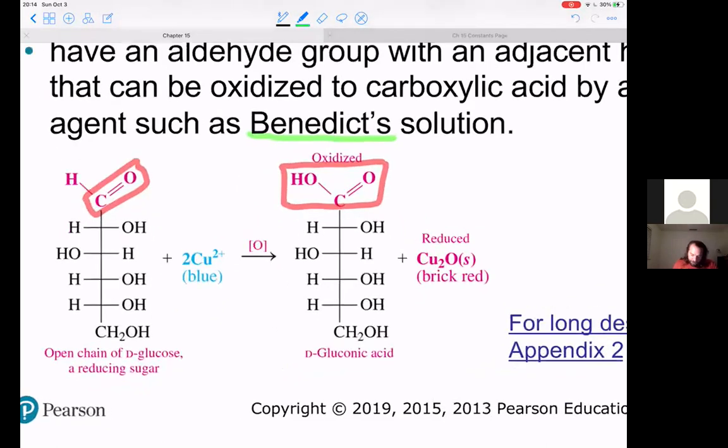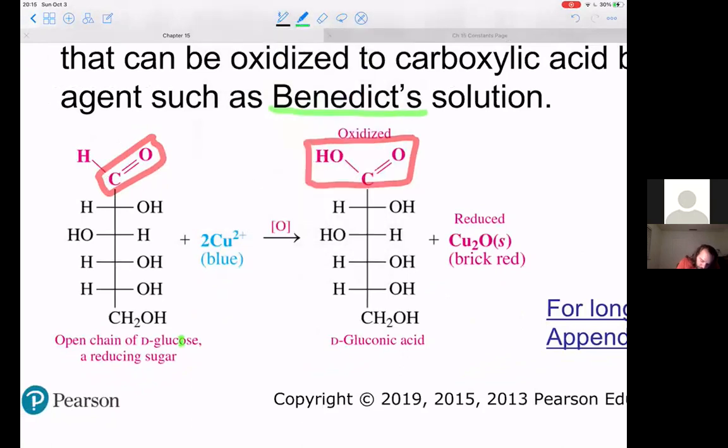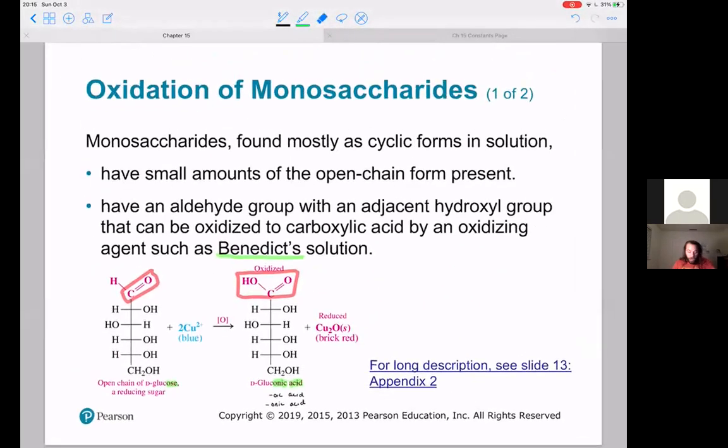Let's look at the name real quick. We go from being glucose with that -ose ending to gluconic acid. When we were talking about organic chemistry, it was -oic acid. However, in biochemistry, it's going to be -onic acid when we're talking about sugars. So you take whatever that sugar is, mannose would go to mannonic acid. Fructose, actually, wouldn't work because it's a ketose. Galactose would go to galactonic acid, et cetera. Okay, so that's the oxidation of sugars.